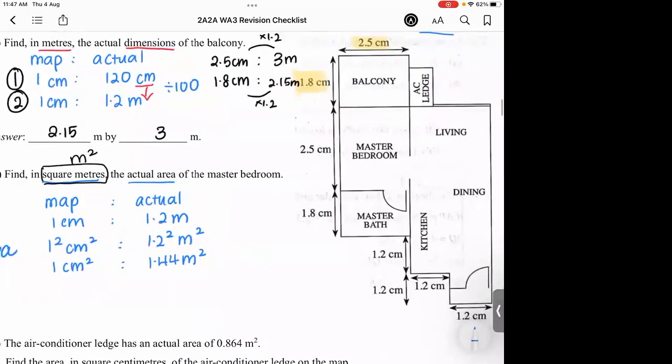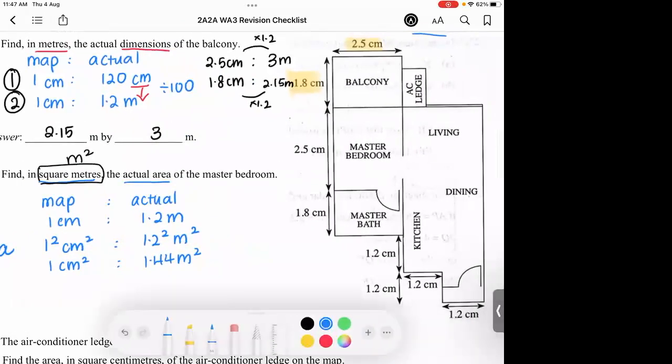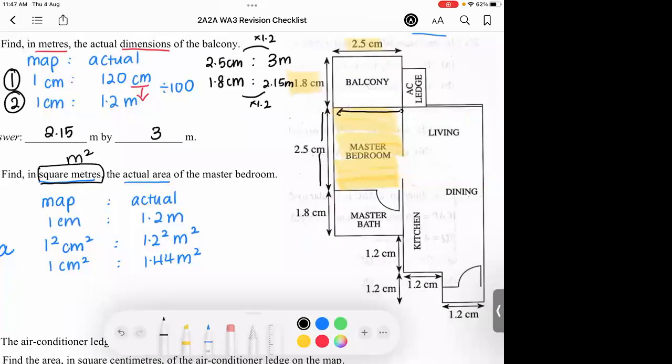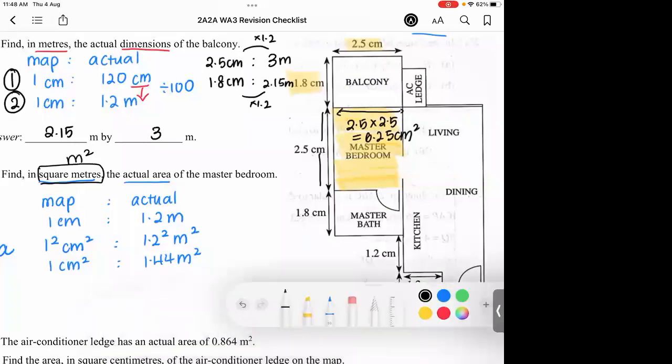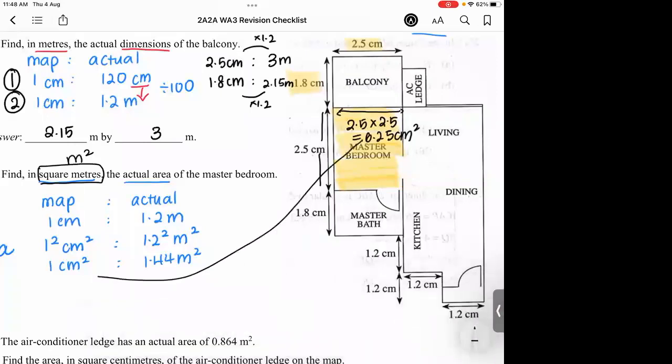Okay, they want the actual area of the master bedroom. How do you know what's the master bedroom? How to find area of the master bedroom? Where's the master bedroom? The master bedroom is down here, right? So this is the master bedroom. How to find this area? I know here 2.5, I know this one also 2.5. So what do I need to do to get the area? I take 2.5 times 2.5 to get my area. This area here is 6.25 cm square. So now I use this 6.25 cm square here.